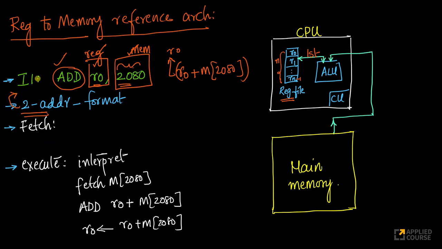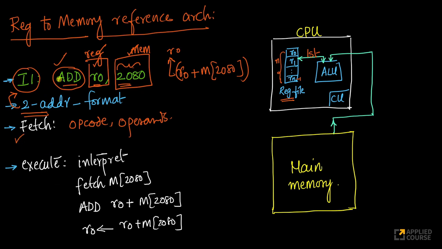Now here, if you try to break this down into fetch and execute cycle, it's very simple. In the fetch cycle, I'll actually read the opcode. Look at this. I'll read the opcode and I'll read both the operands. I'll read both these operands and the opcode from memory. This is what my fetch cycle will constitute of.